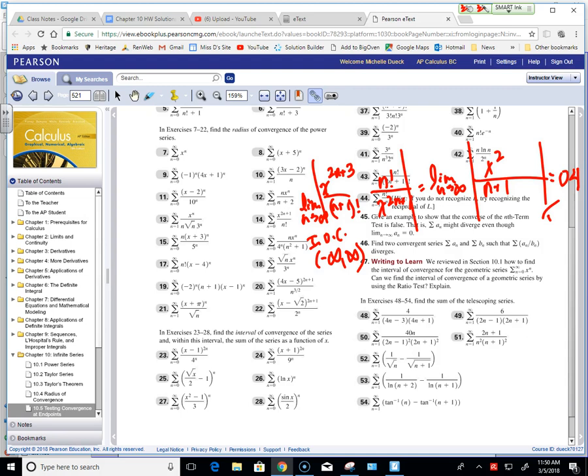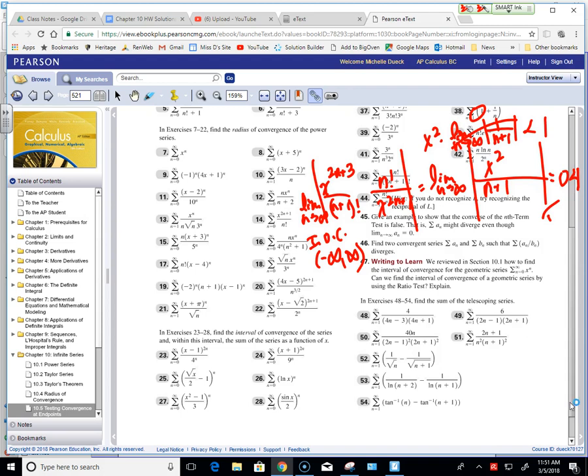No, the statement 0 is always less than 1 means that for all numbers, it's always less than 1. So it's not conditional on the x at all. Because remember, we could pull this x out. This is 0. So any x value times 0 will always be true. So whether x is, well, it doesn't matter. Whatever value of x, since this limit is going to 0, then I can just say always true. So the interval of convergence is negative infinity to infinity.